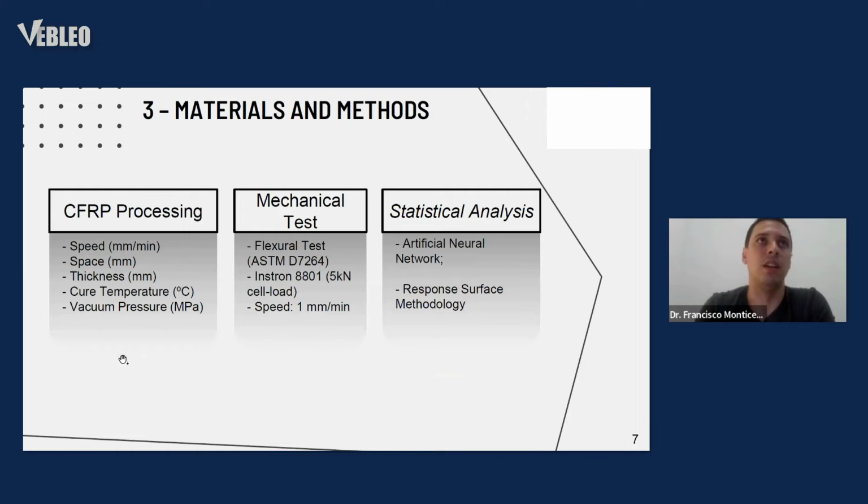The first step was the processing, where we change the levels of the processing parameters: the speed level, the horizontal space between the printing sections, the thickness, the vertical space between the printing sections, the cure temperature, and the vacuum pressure. We processed 20 laminate composites.